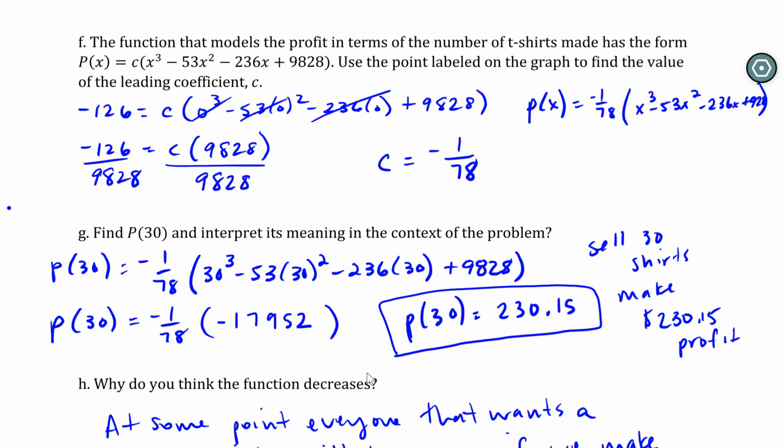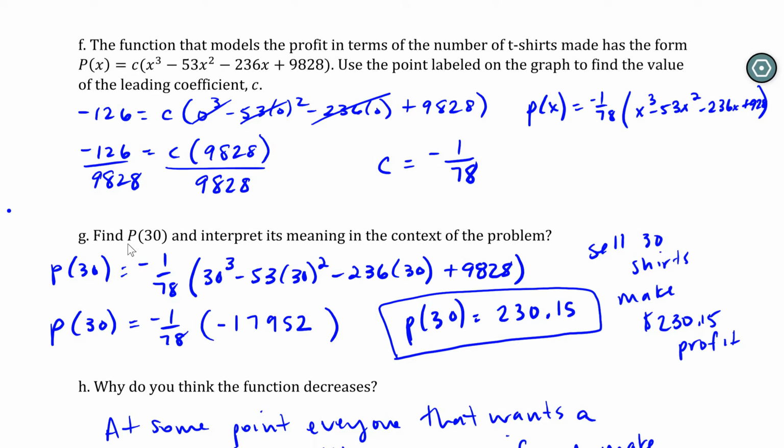So the next part we have to do is plug in 30, because it asks us to find the value of this polynomial at 30, so profit at 30. So what that's really asking us to do is say, if I sold 30 t-shirts, what's my profit? So if I go through and plug in 30 in all these spots for x, evaluate and do some math, I wind up having 230.15.